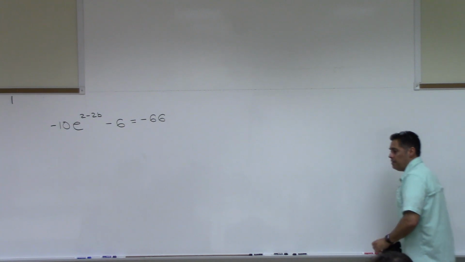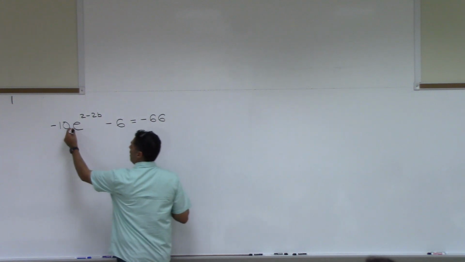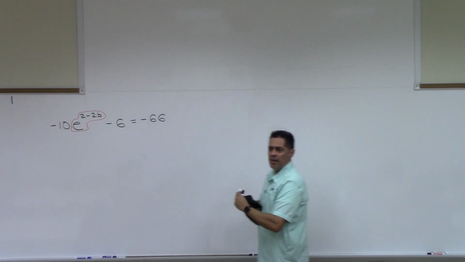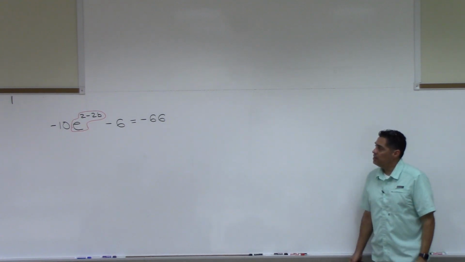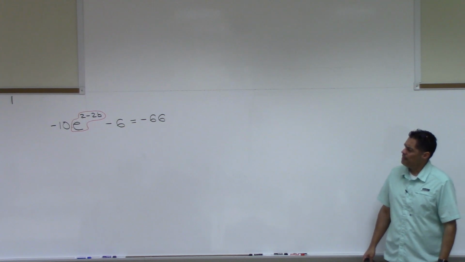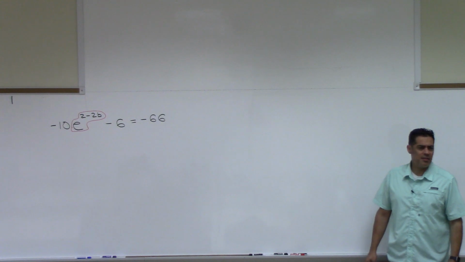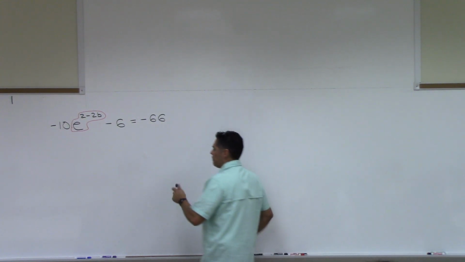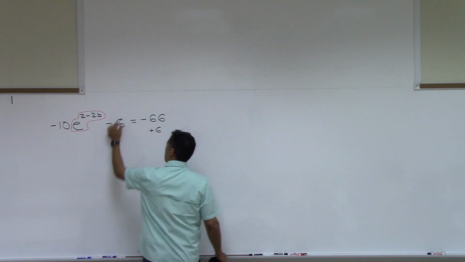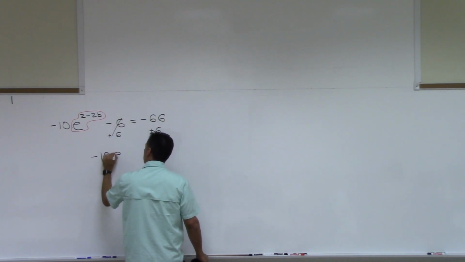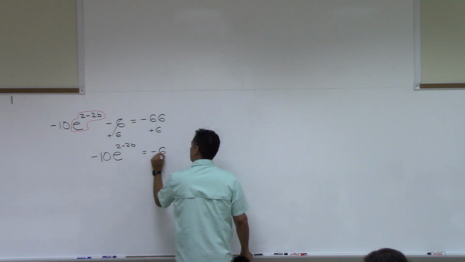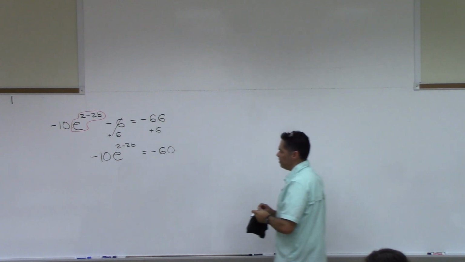All right, so again, our goal here is to try and get this by itself, right? Can we get that by itself? And the way we get that by itself is to first get rid of the other stuff. So what should I do first here? The 6, right? That negative 6, let's add 6 to both sides. It'll go away over here. I'll have negative 10e raised to the 2 minus 2b. Over here we'll have negative 60. Negative 66 plus 6 is negative 60.